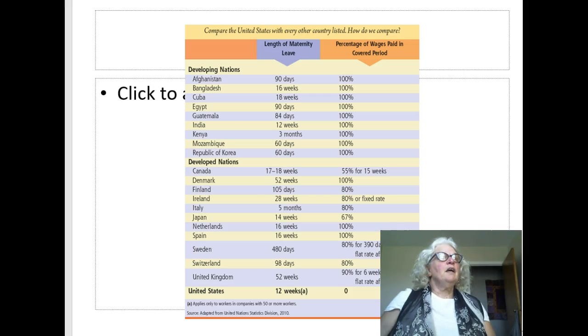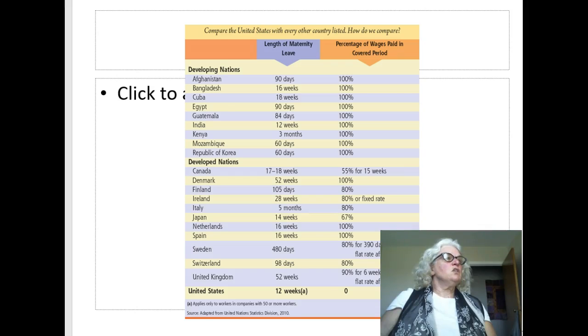So if we look at the United States compared to every other country listed, and we look at the length of maternity leave, then where's the United States? The length of maternity leave, and the percentage of wages paid. So the average length of maternity leave available based on your employer, 12 weeks, and the percentage of wages paid, we are absolute zero. No requirement to pay those wages. Again, pretty important as we start looking at the welfare systems.